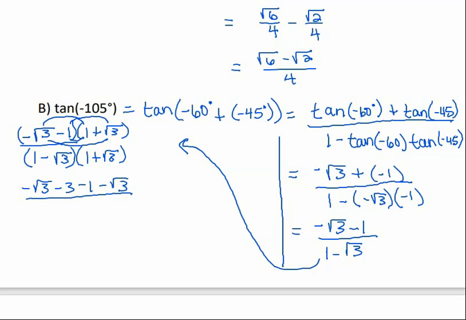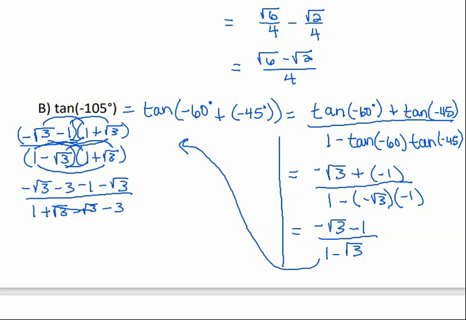All right, in the denominator, I would, again, FOIL, so 1 times 1 is 1. 1 times square root of 3 is square root of 3. Negative square root of 3 times 1 is negative square root of 3. And negative square root of 3 times positive square root of 3 would just be negative 3. All right, so we did that so that it would cancel out all the radicals in the denominator.